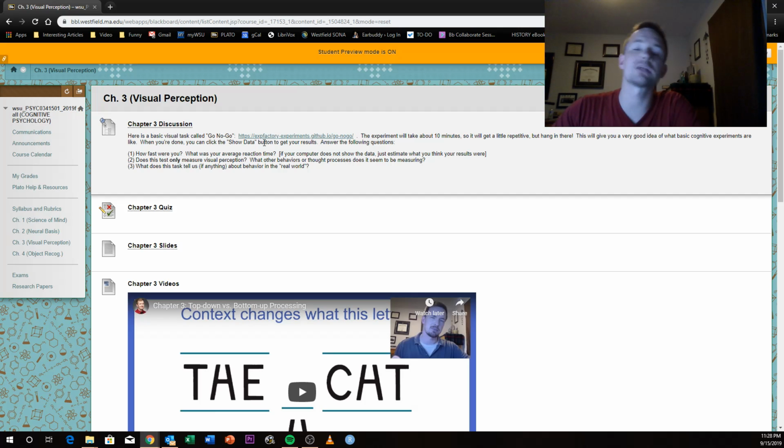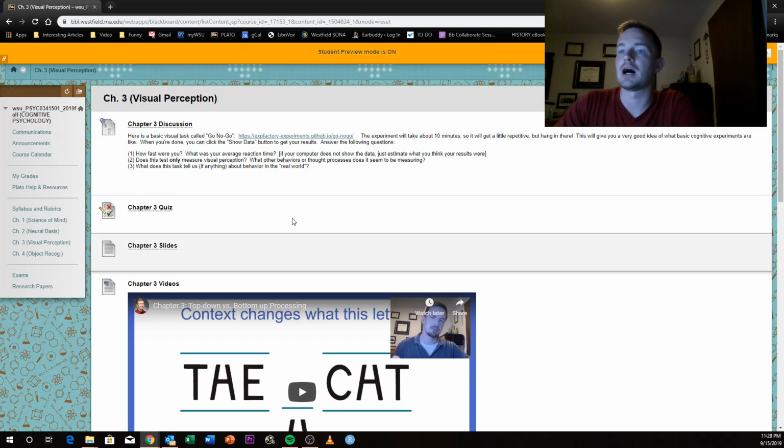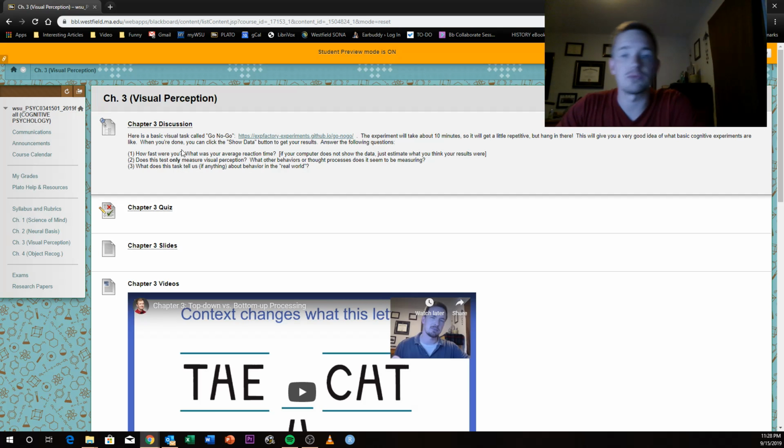The things I want you to focus on here are not only your results, which are important, but also what this is actually measuring, because this is something that is mentioned often when we talk about visual perception. But what else do you think it might be measuring? Is it just visual perception, or are there other cognitive mechanisms that allow us to solve that task? That's just something for you to think about, and that's all that I want you to focus on for this week.